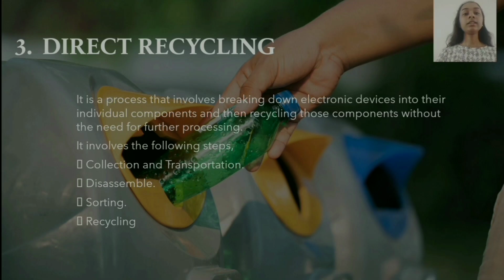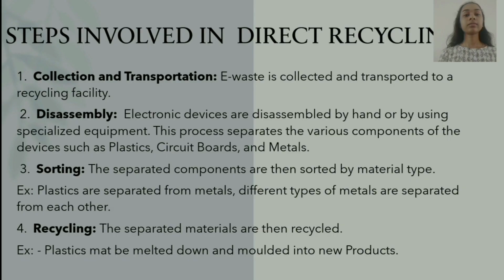And the last stage in recycling and recovery of e-waste is direct recycling. It is a process that involves breaking down electronic devices into their individual components and then recycling those components without the need for further processing. It involves the following steps: collection and transportation, disassembly, sorting, and recycling.